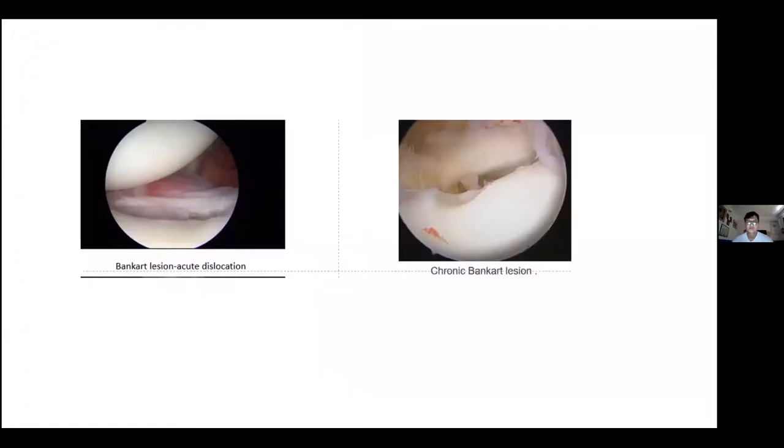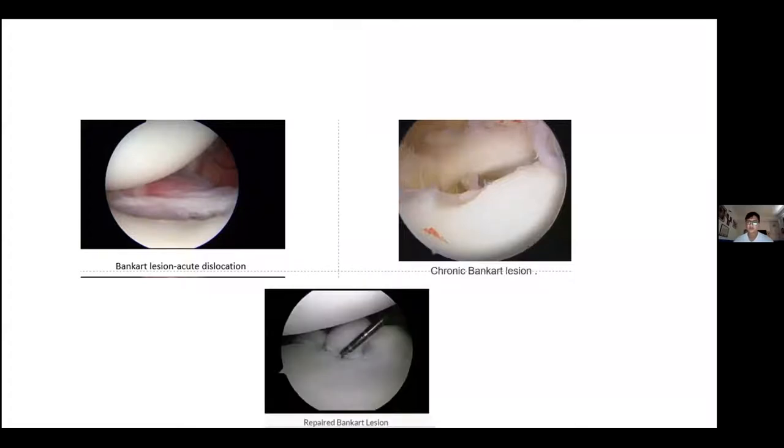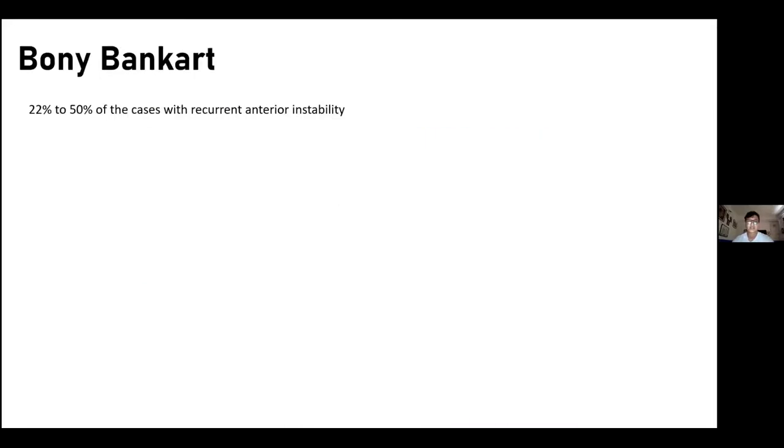So this arthroscopic picture shows the Bankart lesion. Usually in acute dislocation, the labral tissue pathology is relatively fresh, repairable, and of good quality, and the repair will help. In a chronic Bankart lesion, the labral tissue is scarred and fibrotic, mobilization becomes difficult, and the repair may fail. After a good repair of the Bankart lesion, usually the instability goes away if there are no other offending pathologies.